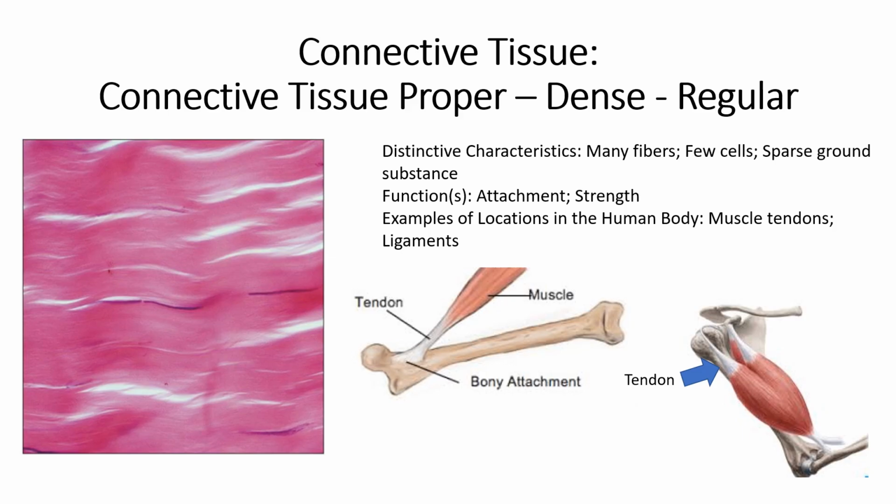Where we typically see this type of connective tissue, we see it making up muscle tendons, we see it making up ligaments that hold bones together at joints. So the whole purpose or the function of this type of tissue is to attach things together, attach bones together, attach muscle to bone, and to provide strength in those attachment points.